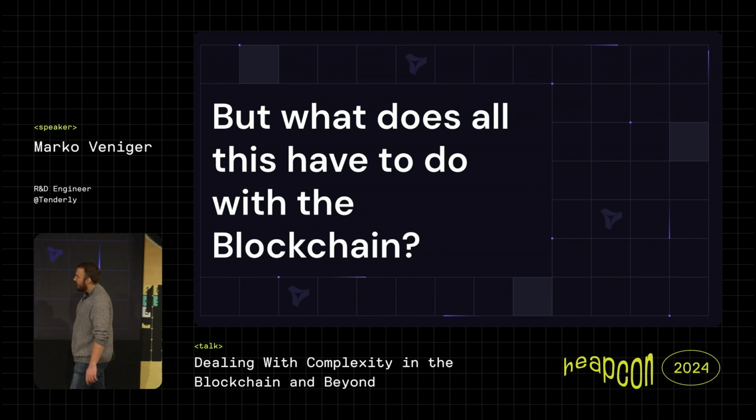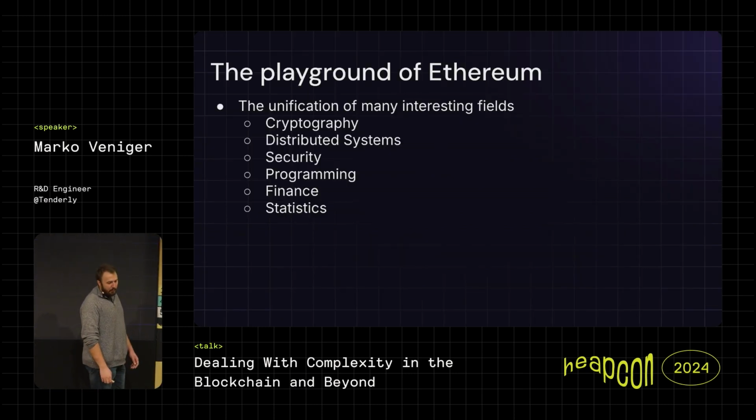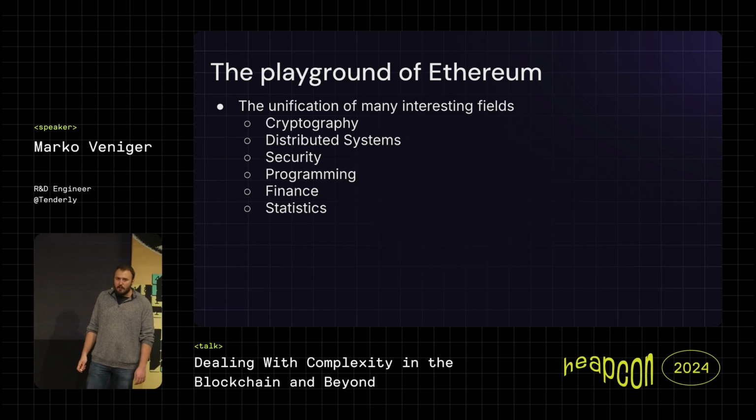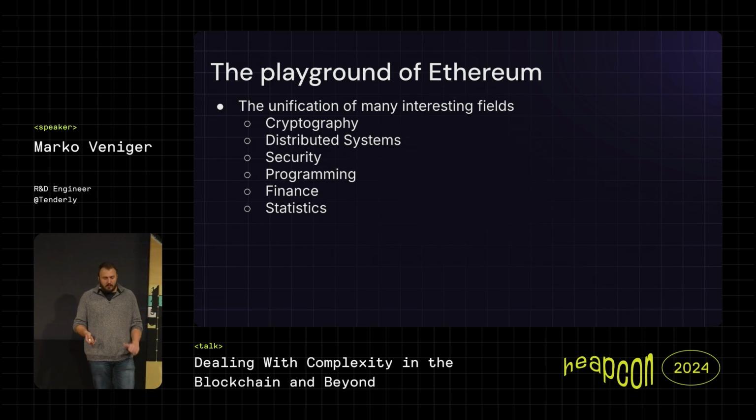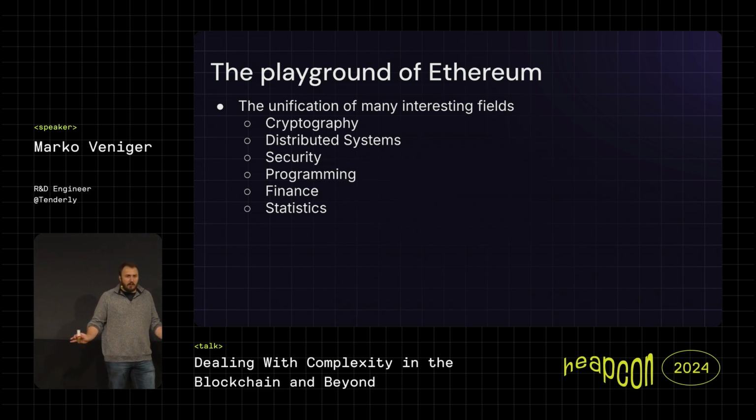But what does this have to do with the blockchain? We'll go over this quickly. The blockchain, or Ethereum specifically, because we are usually at Tenderly focusing on Ethereum or similar blockchain variants, you have a unification of many interesting problems. You have many interesting fields working together. So you have a lot of problems from many, many different fields that you can access at the same time, and maybe in some combination solve them together.